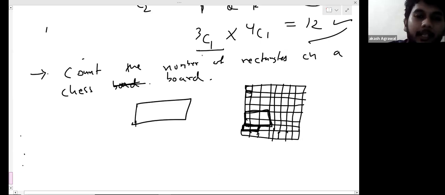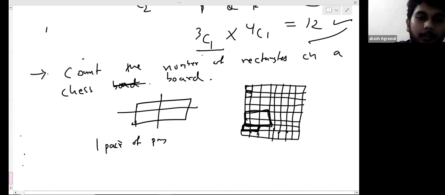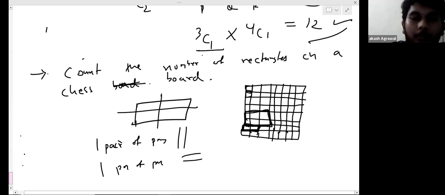What do we need to get a rectangle? Symbol. 4 sides equal. Right. 4 sides, or I can say one pair of parallel sides and another pair of parallel sides. Yes or no? Yes. So one pair of parallel sides in horizontal direction, one pair of parallel lines in vertical direction. Now, if you join these two, you will get a rectangle for sure.